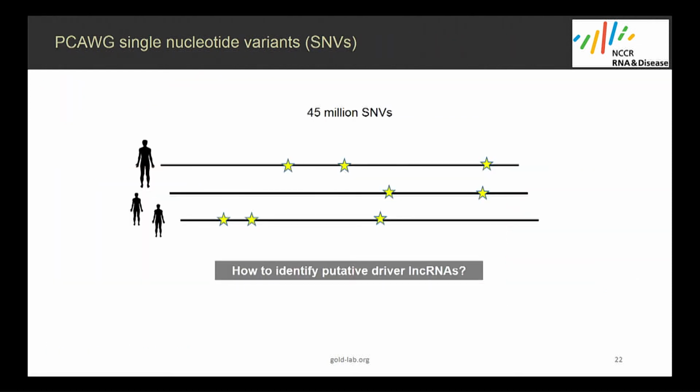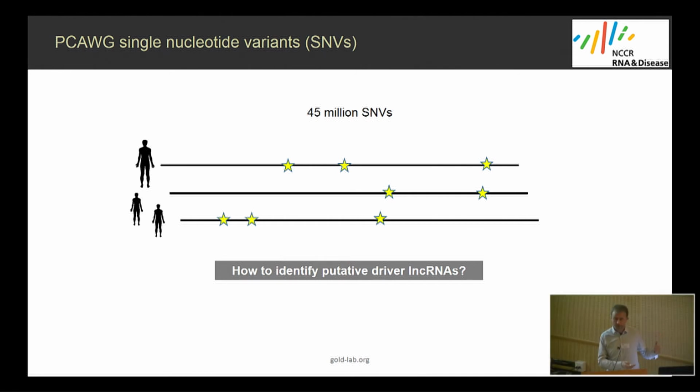And essentially, this data all boils down to a very simple format, although it's extremely complex to generate this data. Overall, what you're looking at is 2,500 individuals and maps of the individual nucleotides which are mutated in them. So altogether in our data set, we have 45 million of these single nucleotide variants, or SNVs. And now the question becomes, if you're faced with this data set, how can you use this data to identify lncRNAs or other elements which are driving tumors?